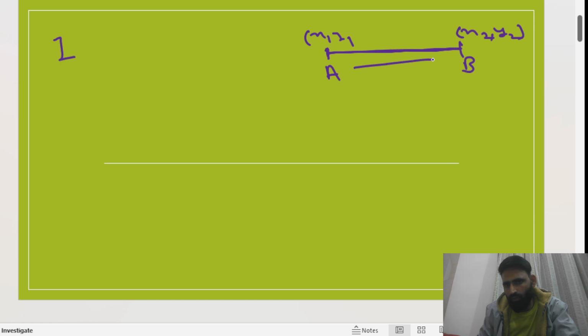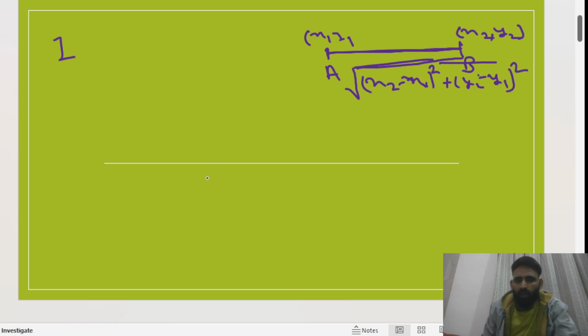So we know the distance AB is the square root of x2 minus x1 whole square plus y2 minus y1 whole square. This is the distance of AB. So how is this formula created?